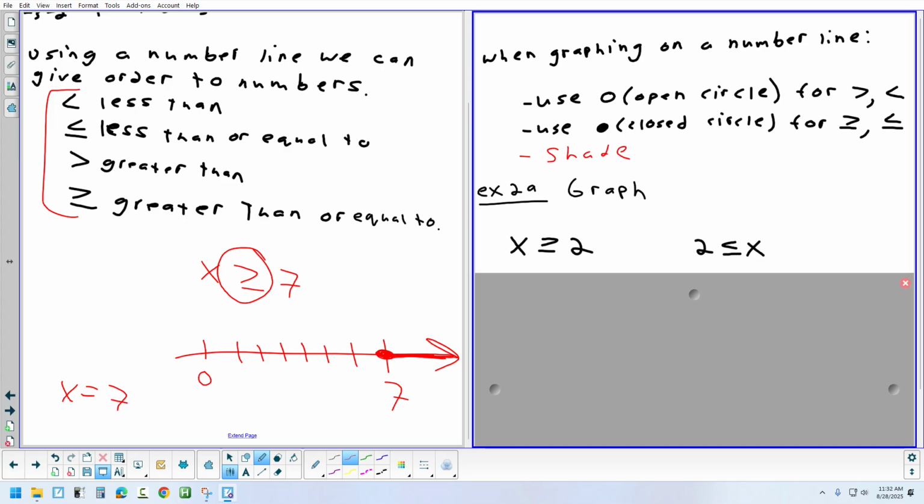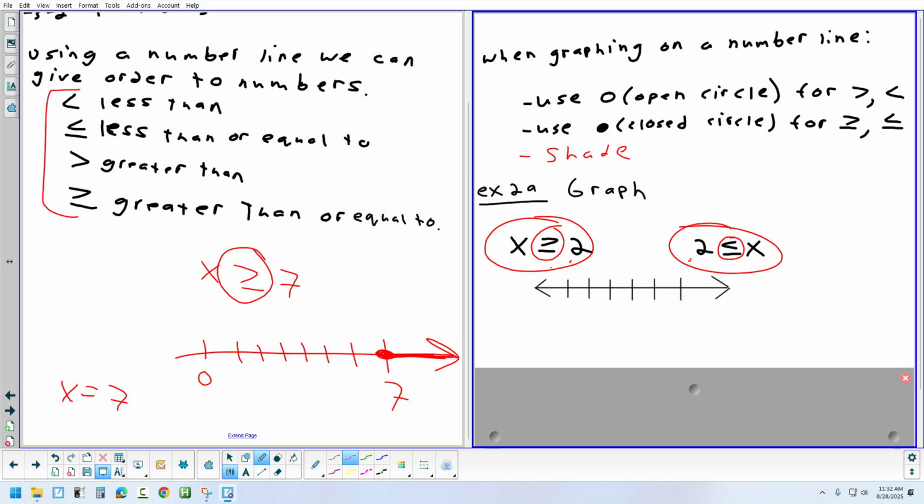Now, are both of those the same thing? This and that. Yeah, they're the same thing. So technically, I would mark either one of those correct, but I do prefer one over the other. Which one do you think I would prefer? Yeah. The one with the x first? Yeah, the one with the x first, the variable first, because if you put the variable first, this symbol tells you which way to shade. If you don't put the variable first, then this symbol tells you the opposite way to shade, and that gets confusing.